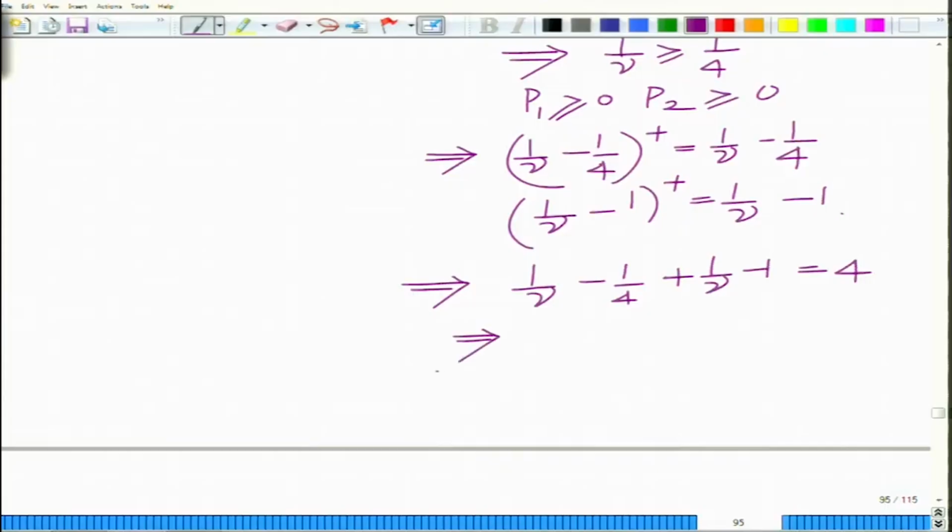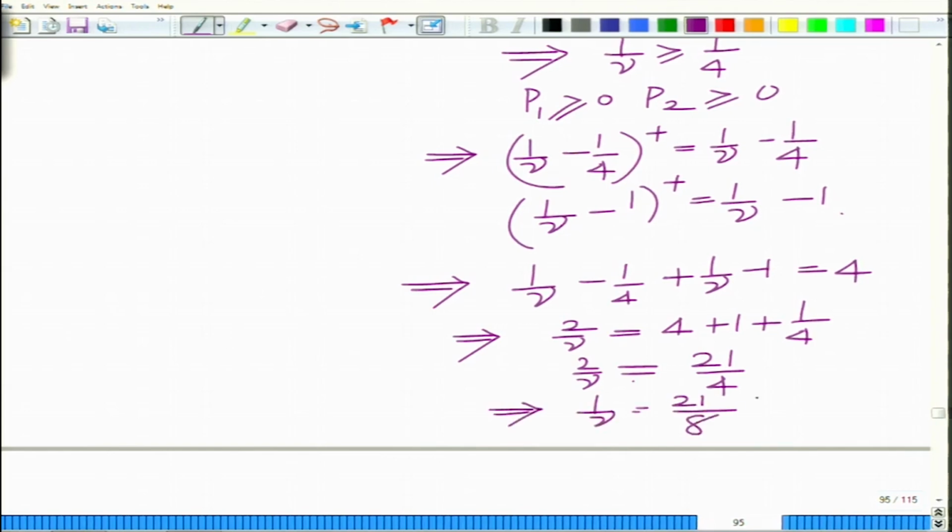So, this implies that 2 over nu is 4 plus 1 plus 1 over 4, which is 5 plus 1 over 4, which is 21 over 4. So, 2 over nu is 21 over 4, which implies 1 over nu is 21 over 8. Okay. So, this is the value of 1 over nu. We do not need to really compute nu because we only need 1 over nu.